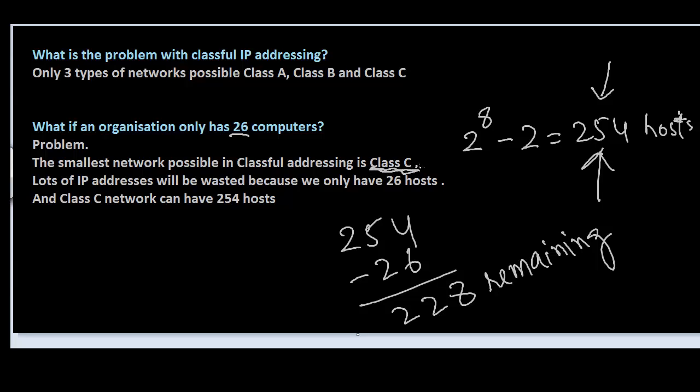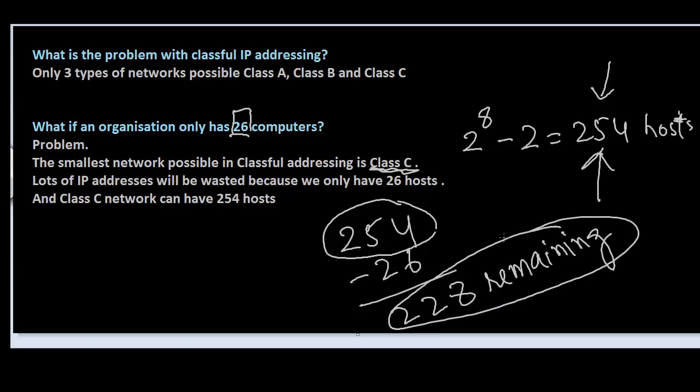So you just asked for a class C network and you bought this class C network, and now you have 254 possible IP addresses which you can assign to your computers, but the problem is that you only have 26 computers. So what's going to happen to the remaining 228? These IP addresses will be wasted, because you don't need them.